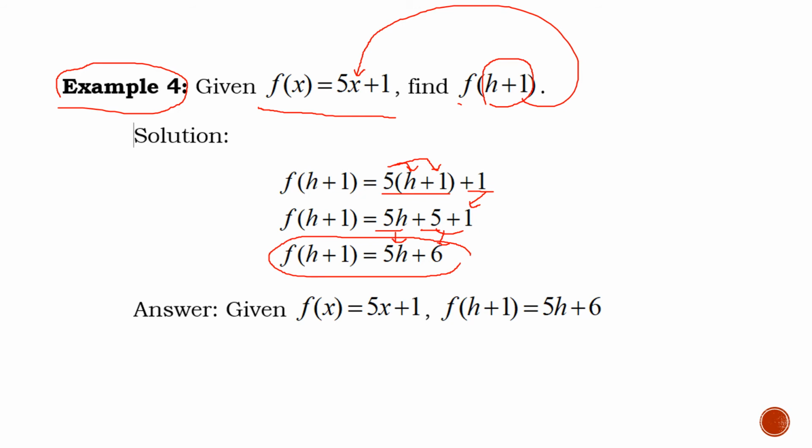This is because there is no given value for h. If there's a given value for h, then you need to move forward in solving for the value of that function with respect to the given value of h plus 1. But here there's no given value of h, so this is the most simplified form for the final answer, which is 5h plus 6. There is nothing more we can simplify in this final answer, 5h plus 6.